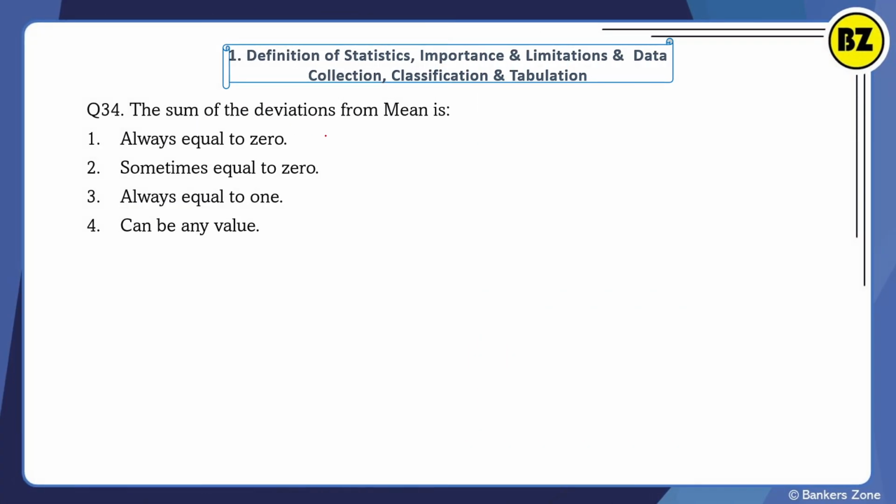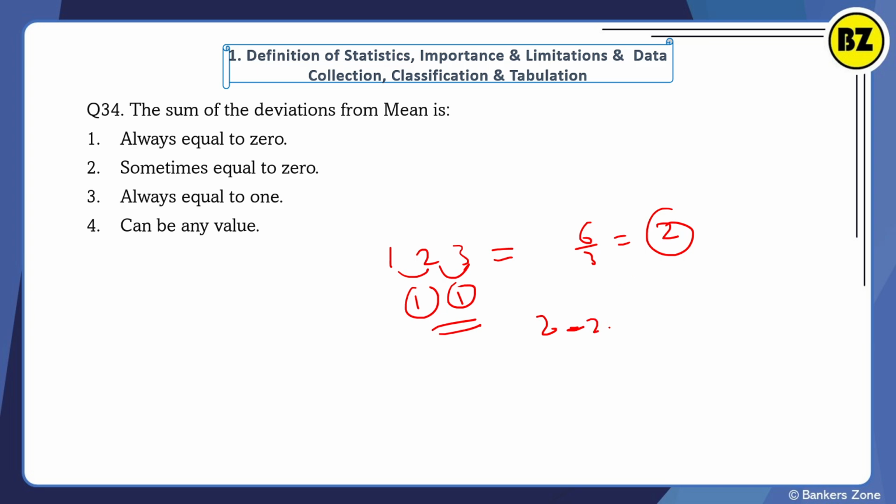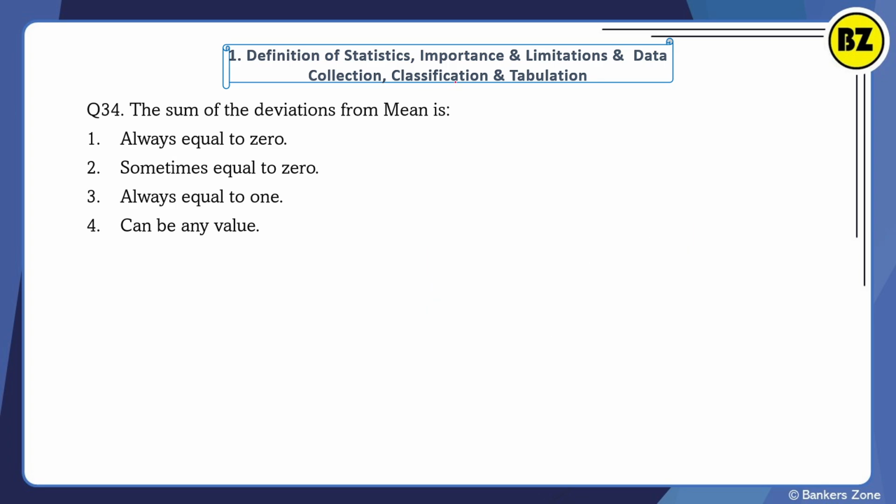The sum of the deviation from the mean is, so always remember, the sum of deviation from the mean is always 0. For example, see 1, 2, 3. What is the mean here? Mean means the average, so 6 by 3, the average will be 2. Now check the deviation. It is deviating by 1, and it is deviating by 1, so the deviations are minus 1, 0 and plus 1, and 1 plus 1 is 2 minus this 2, always 0. Very easy. So always remember the sum of the deviation from the mean is always equal to 0.